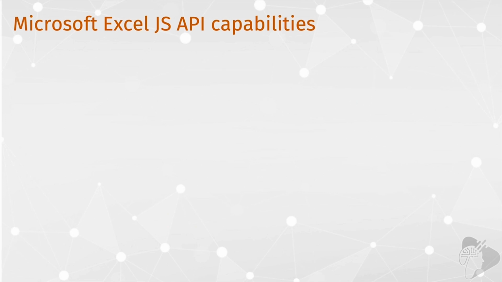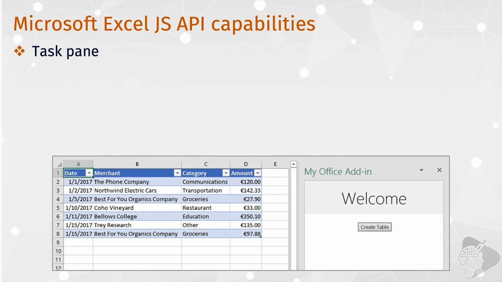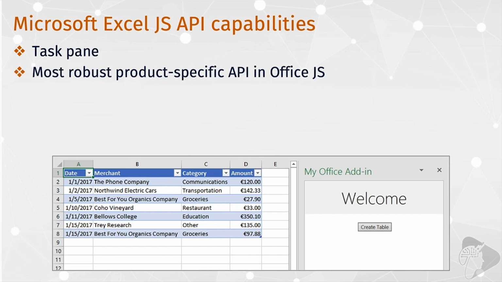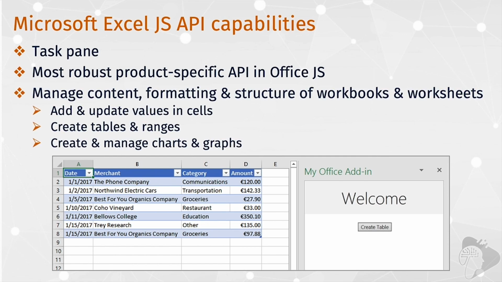The API that we have for Excel.js is probably the most robust API of the entire Office.js API. It's going to allow us to create and manage charts and graphs inside of worksheets. We can create task panes in Excel, and we can also create content pane add-ins inside of Excel. The kinds of things we can do with this are managing content, formatting, and structure of a workbook or spreadsheet. We can also add, update, and set values inside of cells and create tables and ranges.